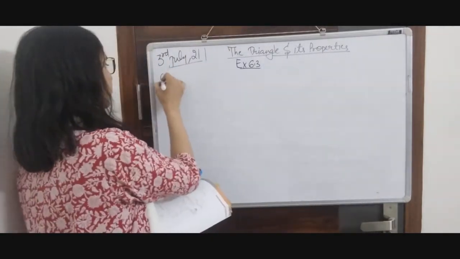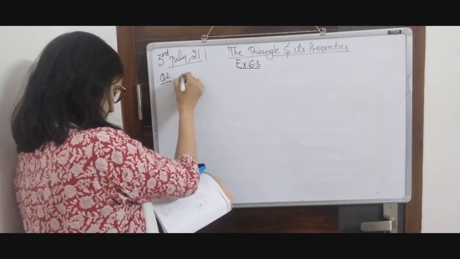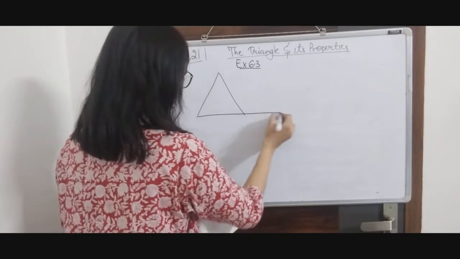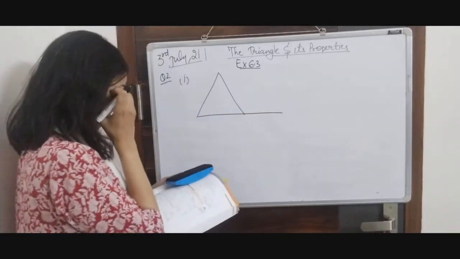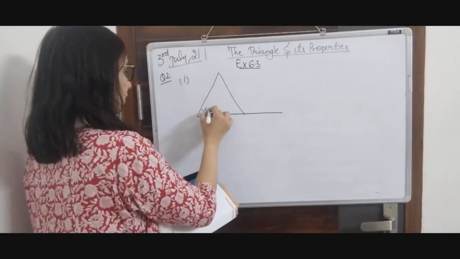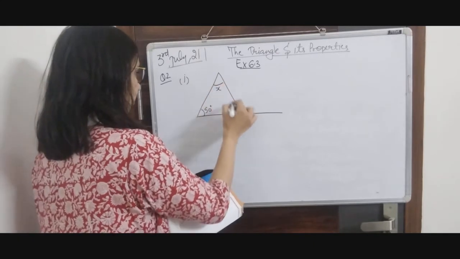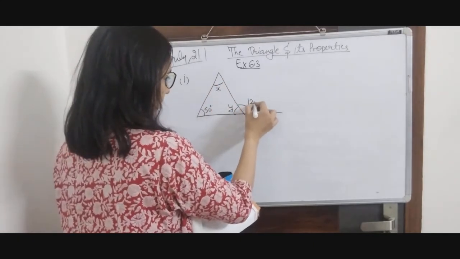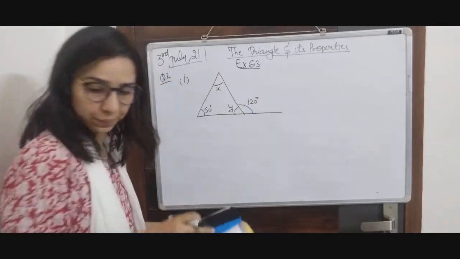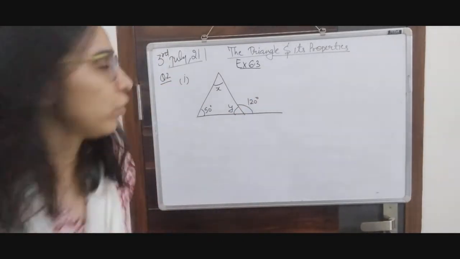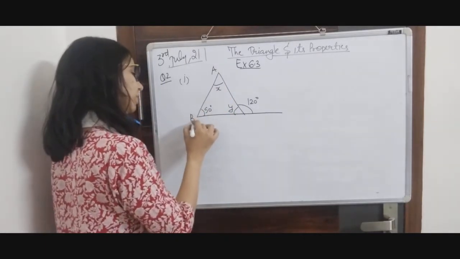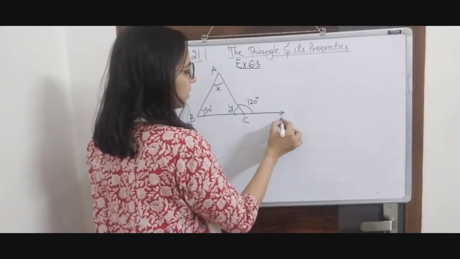In first we have a diagram like this, figure like this. This is 50, this is x, this is y, and this is 120. Okay. So we are going to name the triangle. This is A, this is B, this is C, and this is your D.